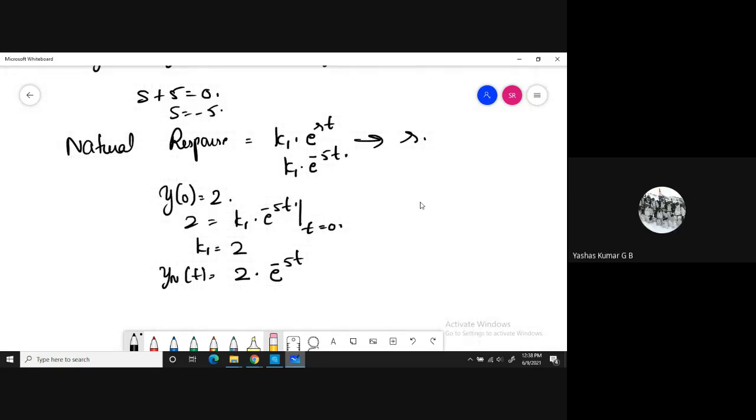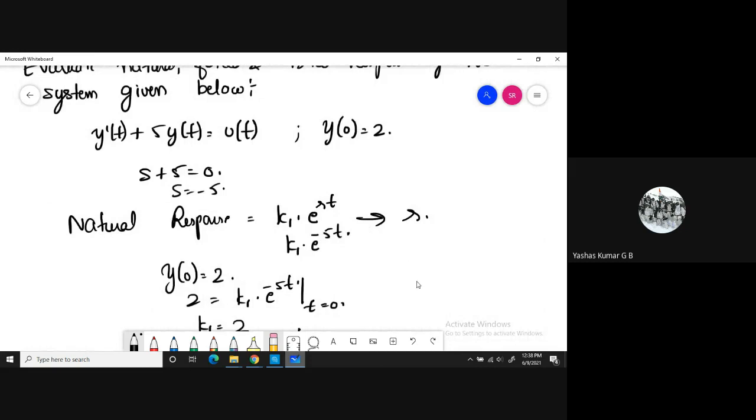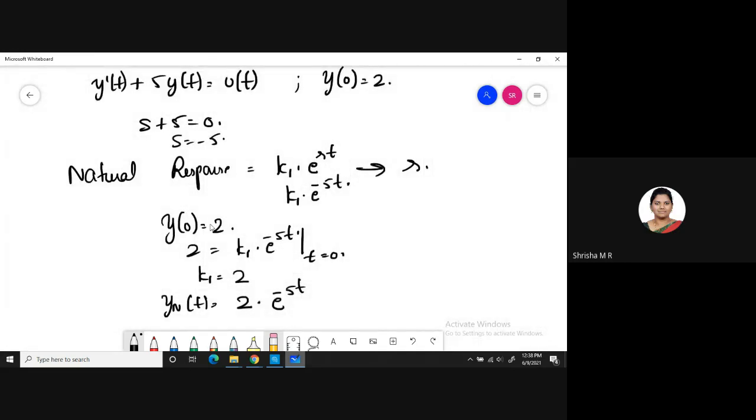Ma'am, they have given y of 0, but you have taken yn of 0, no, ma'am. No, y of 0 is equal to 2. This is yn of t. It is of this form, k1 into e power minus 5t. In place of t, if you put 0, you get y of 0, right? It is equal to 2. They are giving you initial conditions. So we'll find the constant k1 of the natural response using the initial conditions only. So 2 is equal to k1 into e power minus 5t at t is equal to 0. If you substitute t is equal to 0, this will be 1. So you get k1 is equal to 2. Got it?